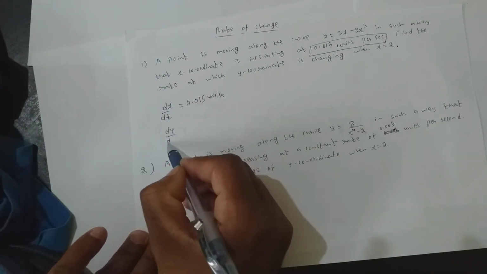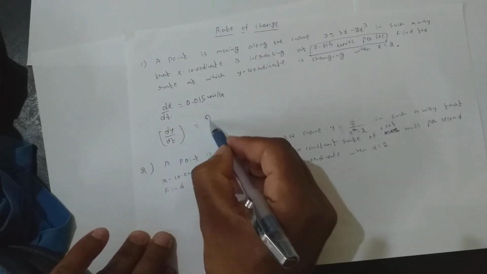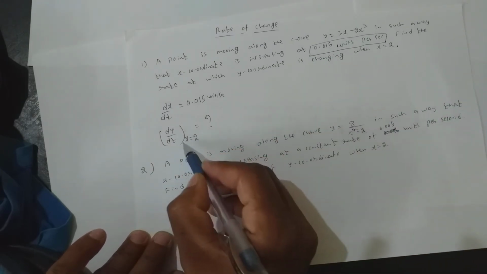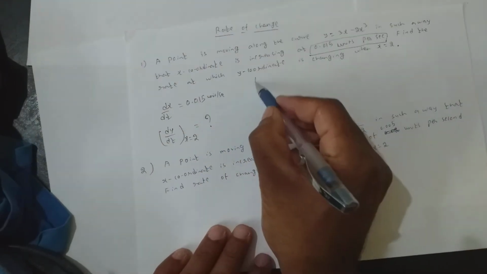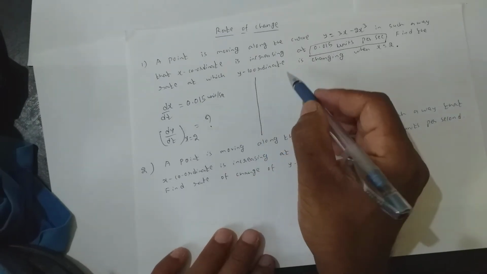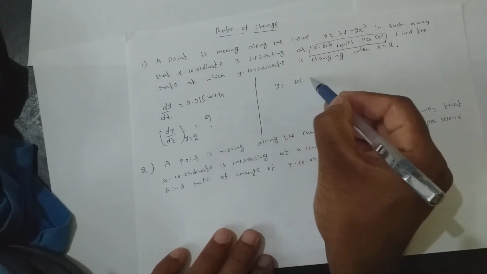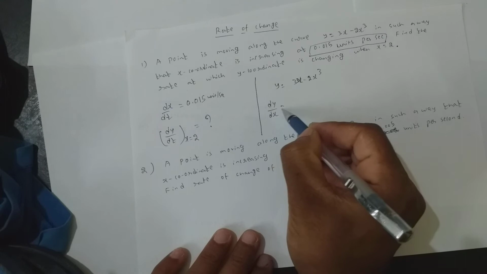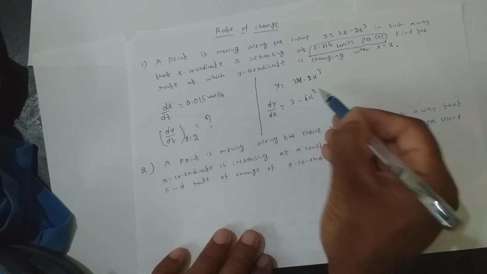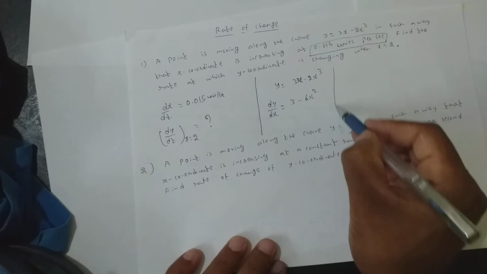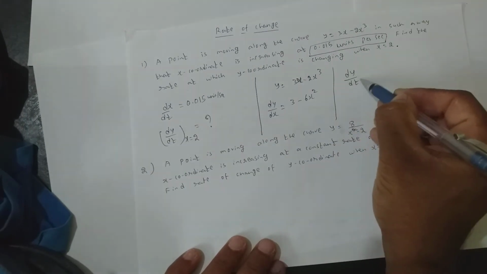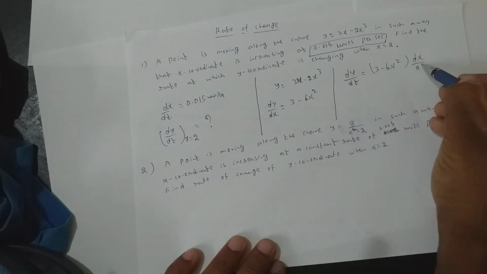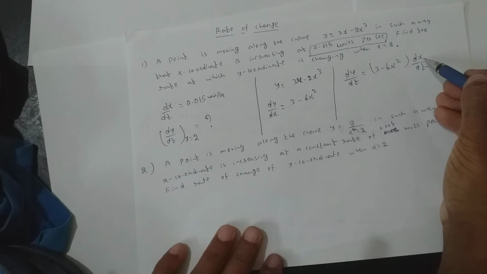Rate of y coordinate means I need to find dy by dt when x equal to 2. So when the value of x is 2, dy by dt equal to how much is the question. To do this kind of sums, what is given? y equal to 3x minus 2x cube. So first you find dy by dx. How much do you get? 3 minus 6x square. Right? Once you found dy by dx, dy by dt, how much will you get? 3 minus 6x square into d by dt of whatever letter is there on this side.